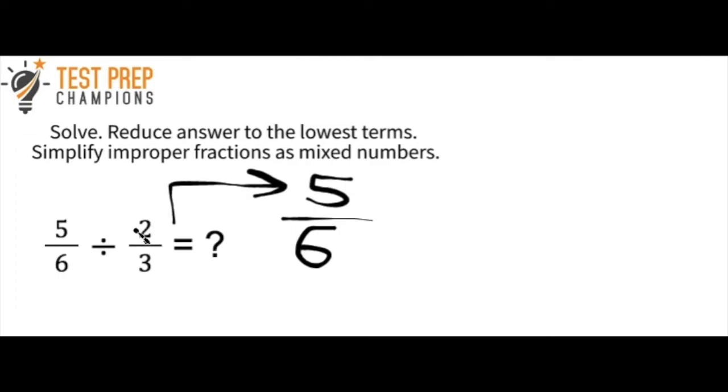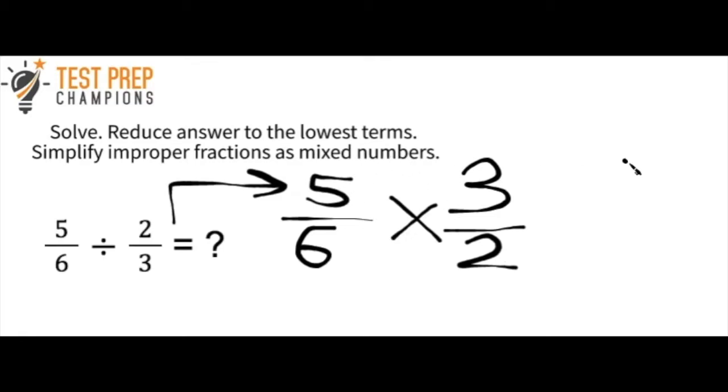So I leave the first fraction, 5 over 6, exactly the same. This division sign, I'm going to turn it into a multiplication sign. And my second fraction here, which is 2 over 3, I want to flip it upside down. So now I have 3 over 2. Then I just multiply across. So I do 5 times 3. 5 times 3 is 15. 6 times 2 gives me 12.